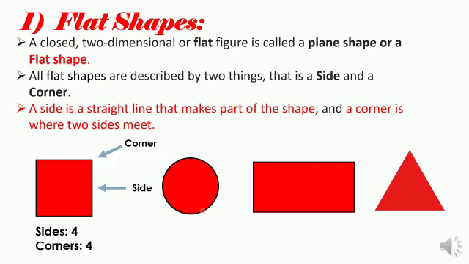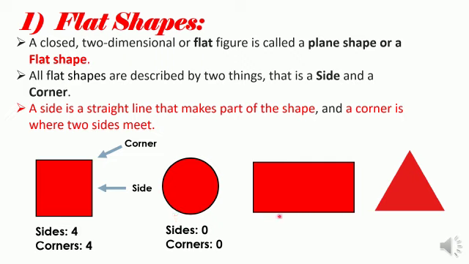Now coming to the next figure, this is a circle. In a circle, we cannot see a side because a side is a straight line that makes part of the shape, and here in a circle we cannot see a straight line. When we don't have a straight side, then we don't have a corner also, because a corner is where two sides meet. So a circle has 0 sides and 0 corners.